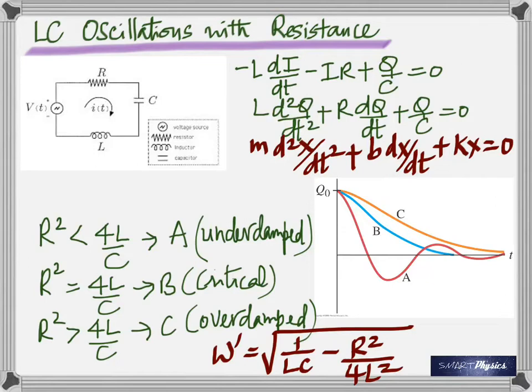Wait, what became imaginary? Omega became imaginary, right? What is omega? Angular frequency. If that's imaginary, that means there's no frequency. That means it's not oscillating. Which one of these three cases is that, when it's not oscillating? Overdamped. That's because this resistance term became greater.